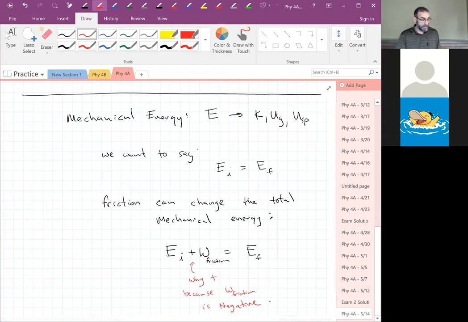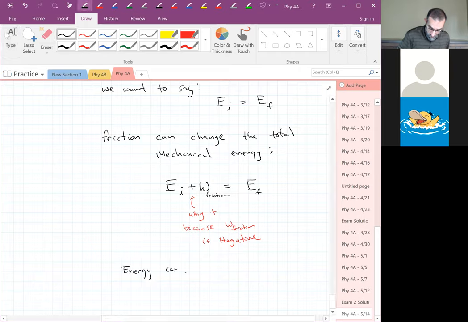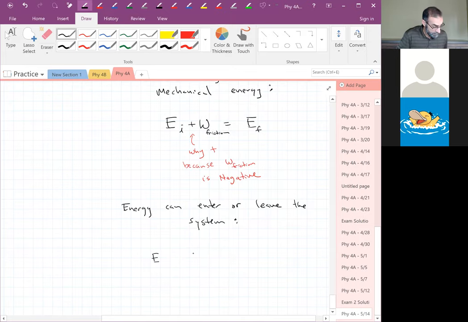Okay. Now, so we've accounted for that. Now there's one other thing we need to account for. What else can change the mechanical energy in our system? Something can reach in. Energy can enter our system if we allow something to reach in, or energy can leave our system, right? So energy can enter or leave the system. So we need to account for that. So we have E initial plus work friction, we have E final. So where do I want to put the work done by external forces? I'm going to put it right here.